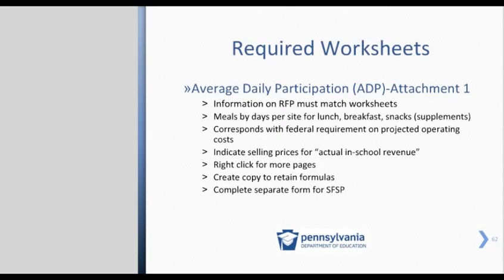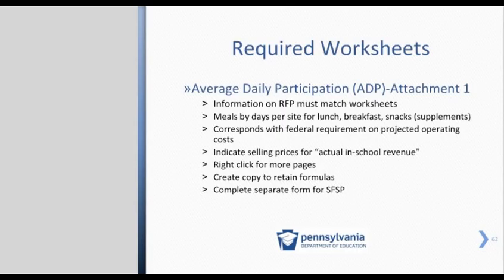You will notice that there is a place to list the selling price per student and adult for reimbursable lunches, breakfast, and supplements. If you do not have a fixed price set up for the adult meal and instead they purchase meals from the a la carte menu, you would combine the adult and student average daily participation together and post that total in the a la carte column.